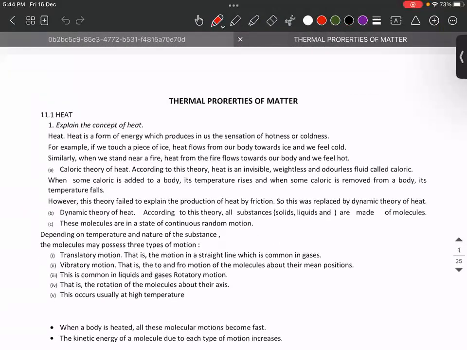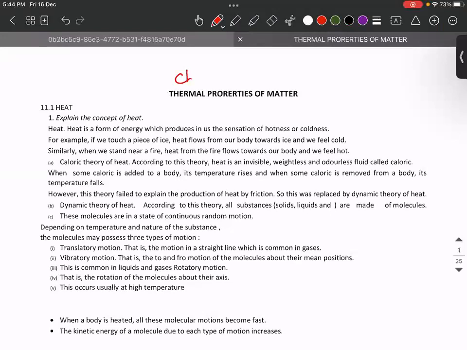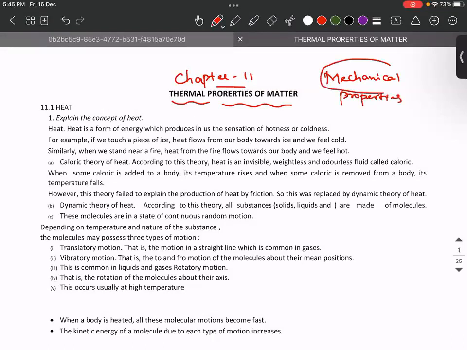Yes, sir. Okay. So we'll get started with the next chapter, that is thermal properties of matter, right? So till now, we were discussing the mechanical properties, right? So when I say mechanical properties, we were concerned about how the object will respond to the force applied, pressure applied, and all those things, right? Which were trying to change the position of the object. Now, we are going to concentrate on the next topic, that is thermal properties of matter.